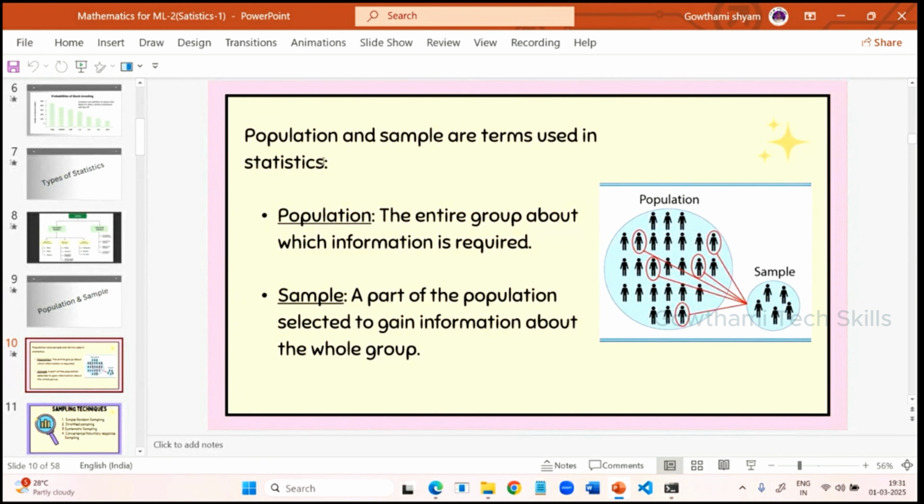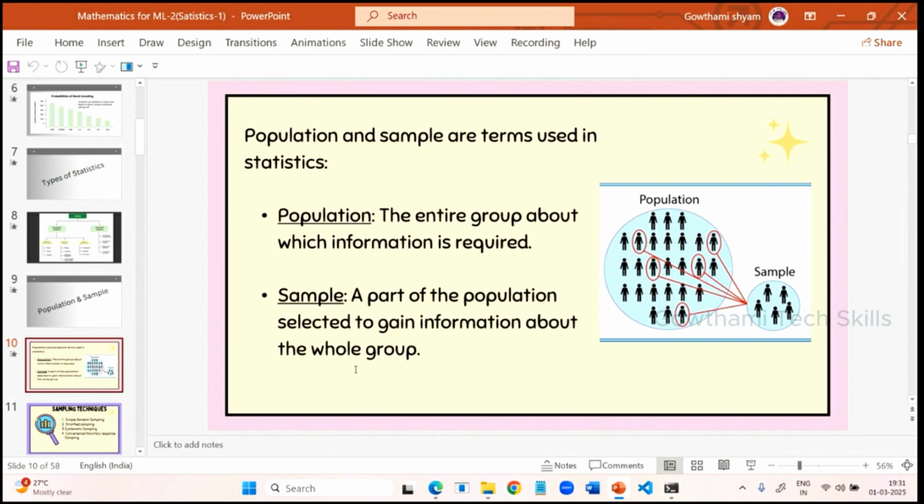See here, population and sample are terms used in statistics. Population is the entire group about which information is required. This is the complete population. Sample is nothing but a part of the population selected to gain information about the whole group. Yes or no? You are just picking some people who are available to you. So by taking their opinions, you are able to conclude the output. If you are taking a few people, then almost the same decision, the same output, will be seen. Yes or no?